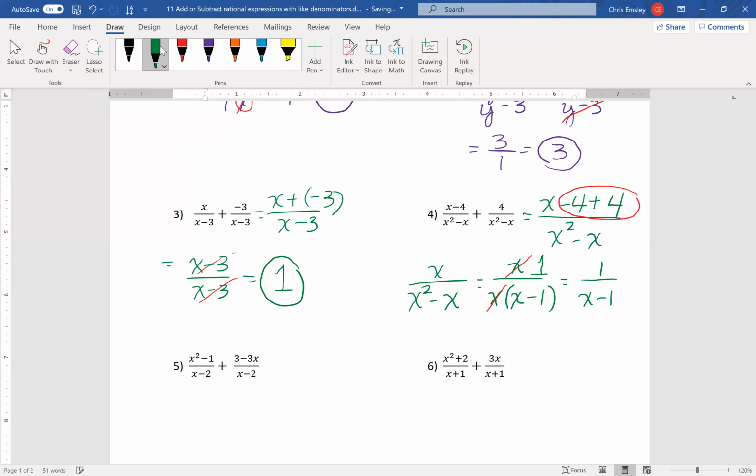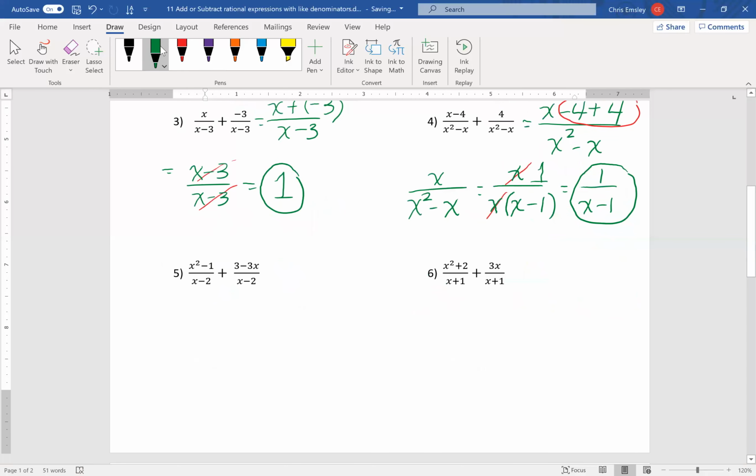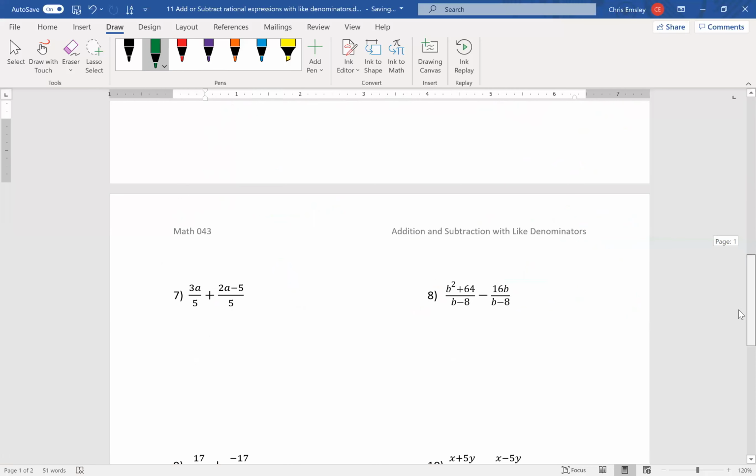That x minus 1 can't jump out of the denominator. It's got to stay in the denominator. So even if everything in the numerator cancels, there really is still a 1 up there. Okay, we're going to skip those next 2 and try a couple on the next page.